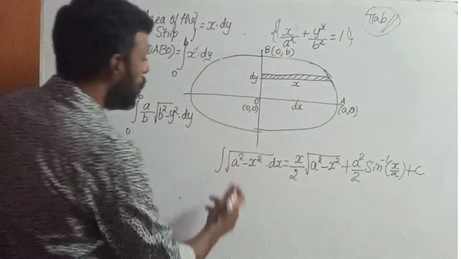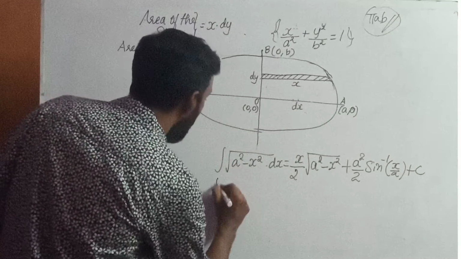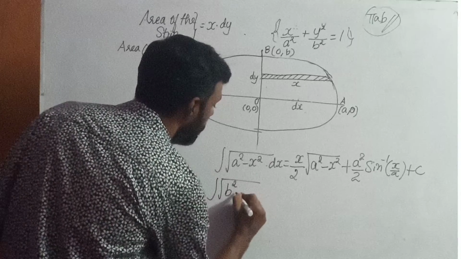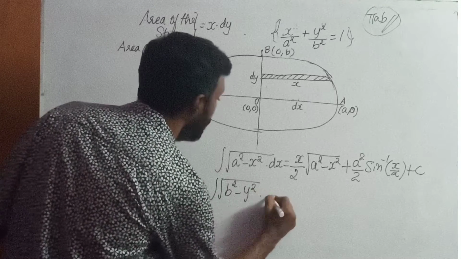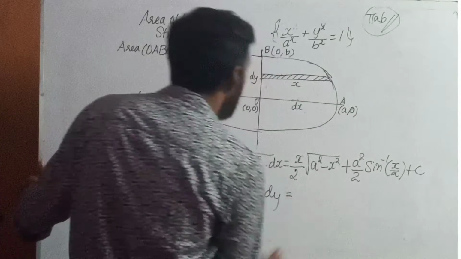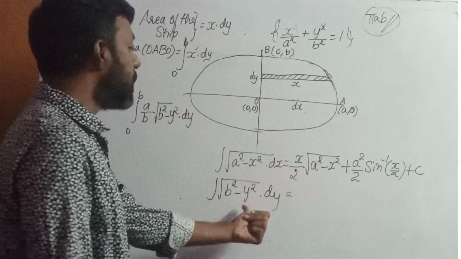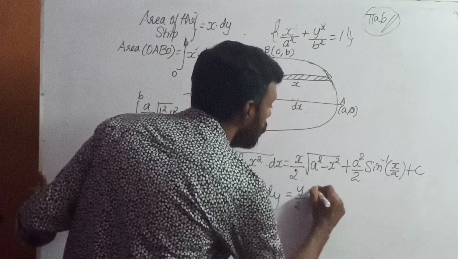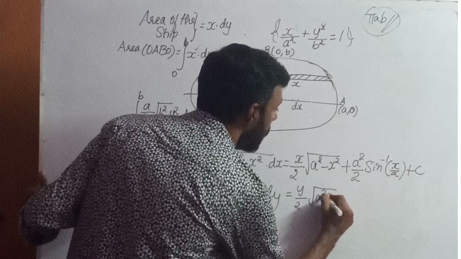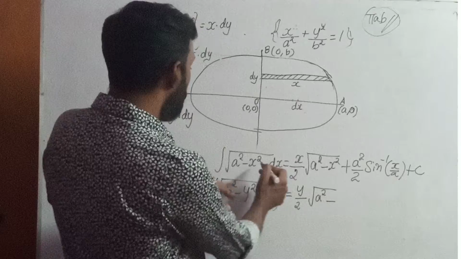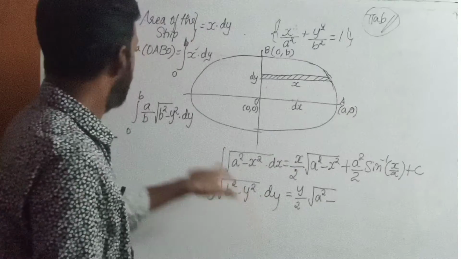So now, the integral of root of b squared minus y squared into dy will be nothing but, instead of x, I need to substitute y. So it will be y divided by 2 into root of b squared minus y squared into dy.